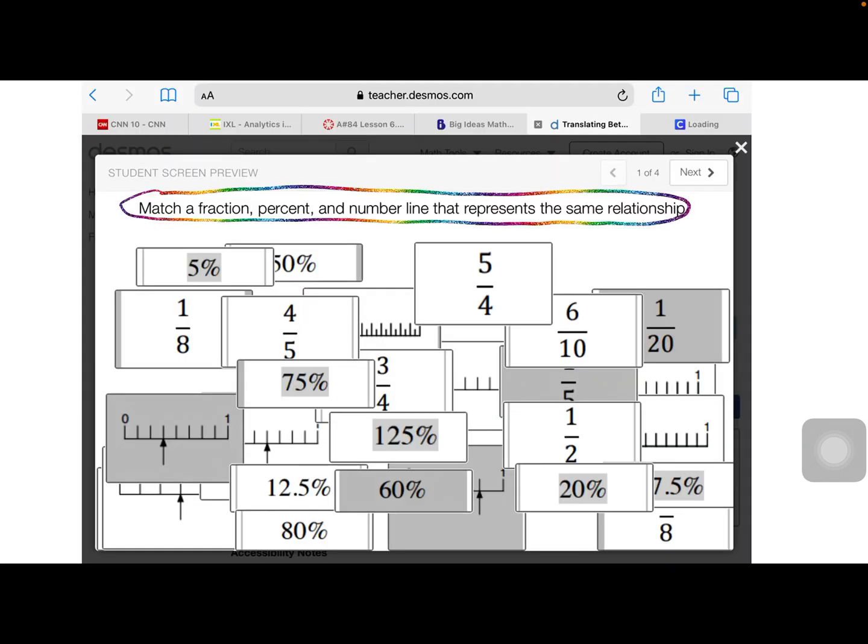Now, this activity can be miserable for some because the screen pops up like this on your iPad. It's so jumbled, and the directions say match the fraction and the percent and the number line. So you're getting them into groups of 3 is what you're trying to do. But right now, they're so clumped up, you would have a very difficult time.